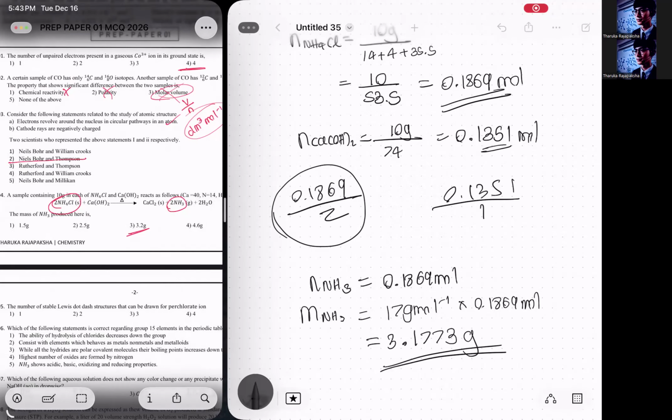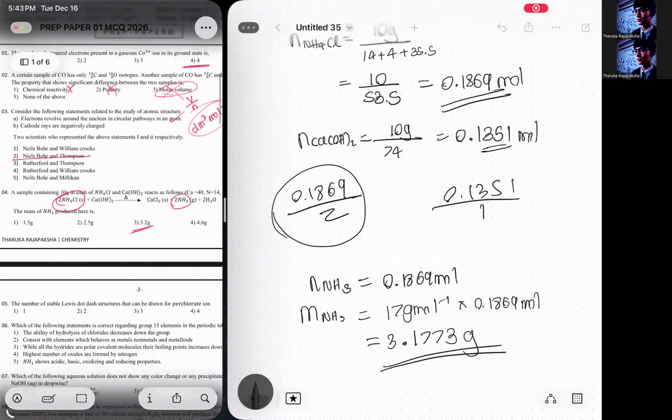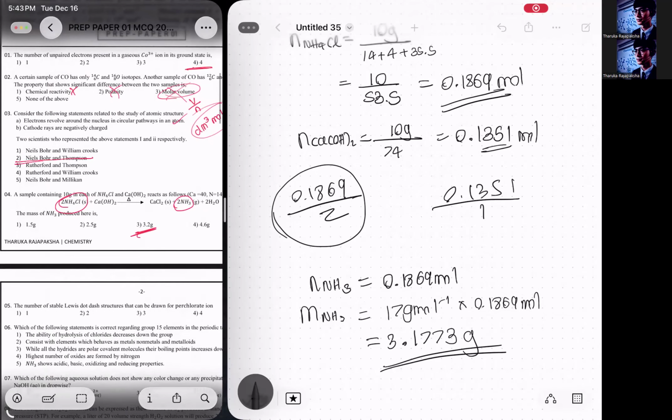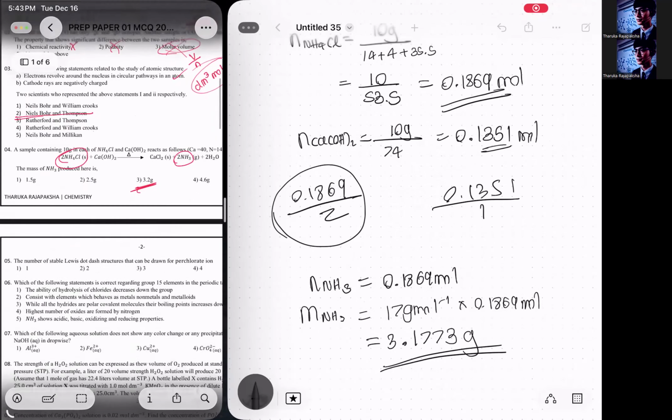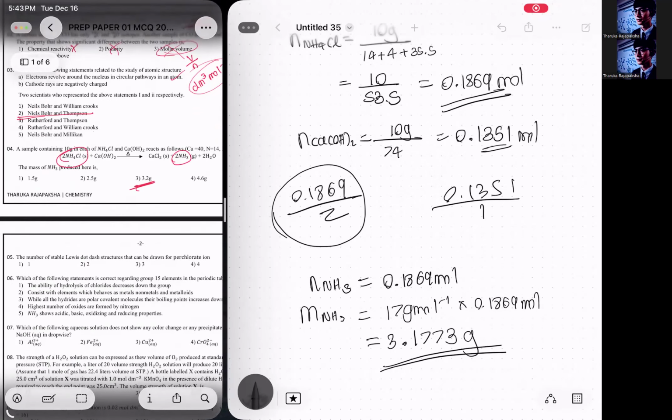I think I had given answer number 2, right? I had taken answer number 2. No, 3. Okay, fine. This is 2, this is 3. Okay. I'll put the marking scheme in the group. In a while, I'll put it.